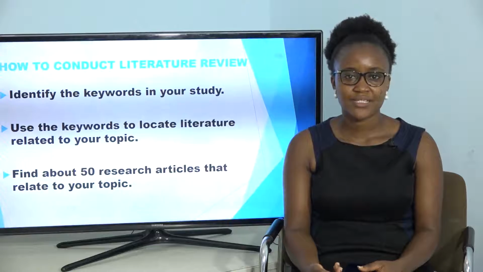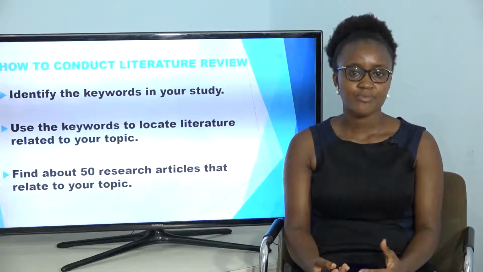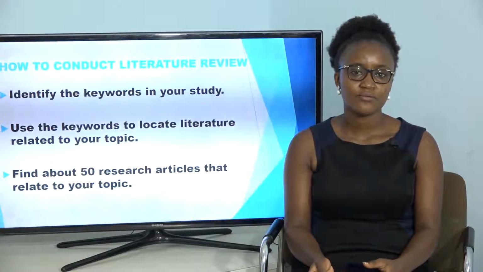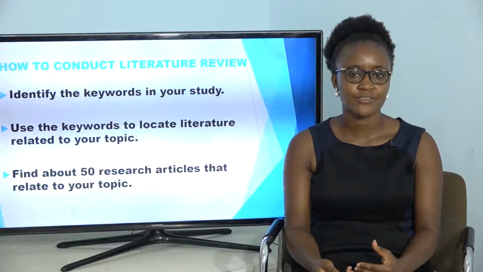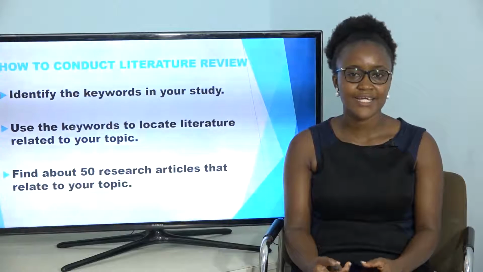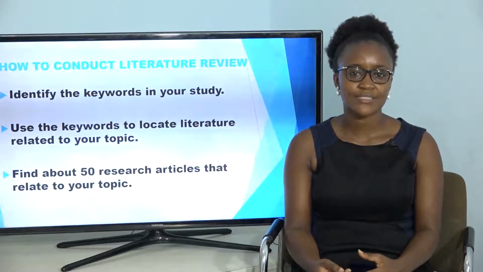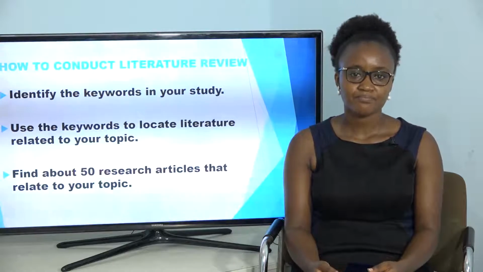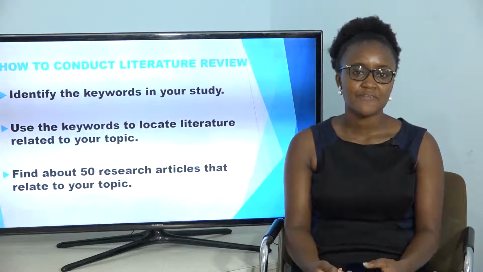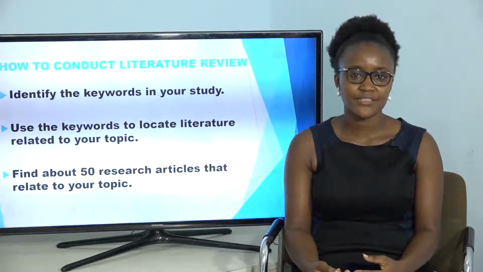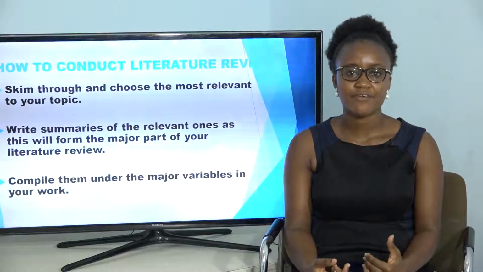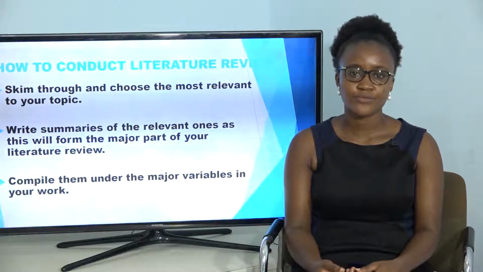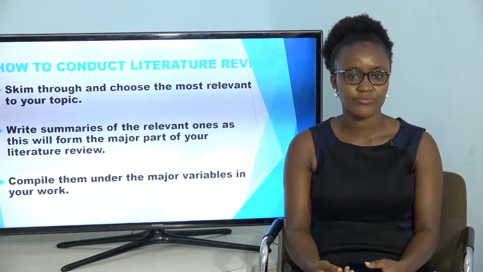Usually what happens is that most times people may use the whole topic to find out literature related to their topic. But once you identify the keywords and the synonymous words that can be used to replace them, then you can use them to search for literature related to your study. So you can find about 50 research articles that relate to your topic. Having found that, you skim through and choose the most relevant to your topic and objectives.